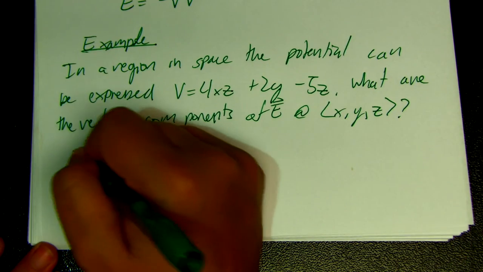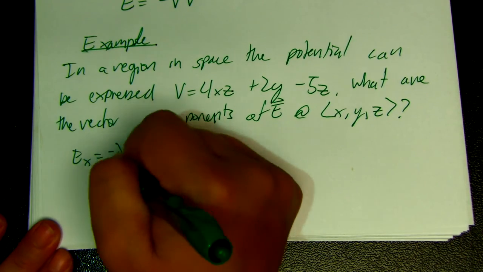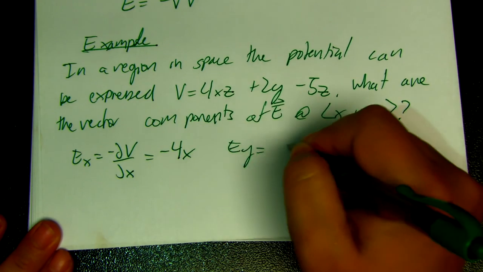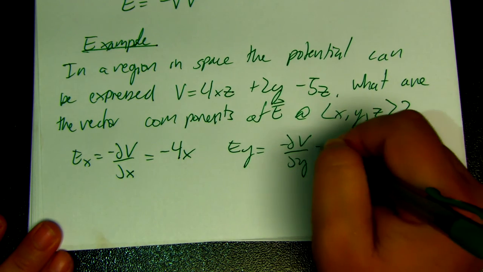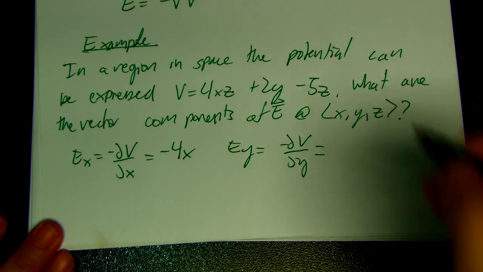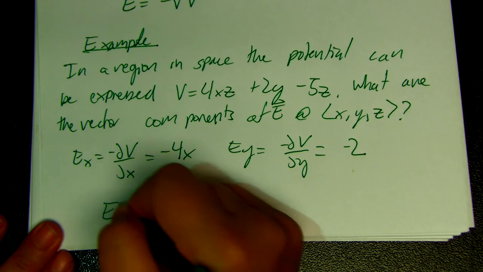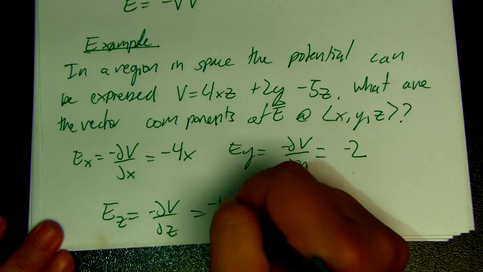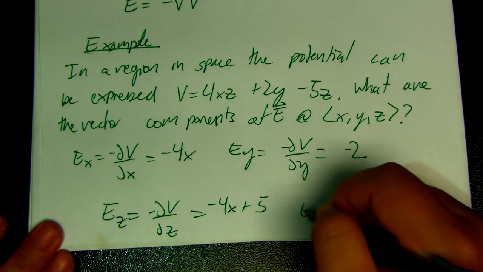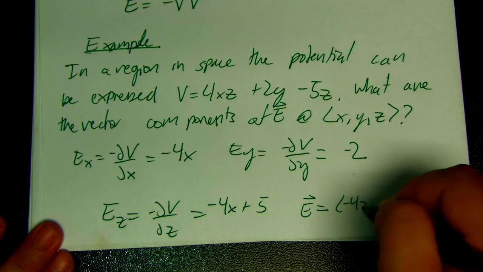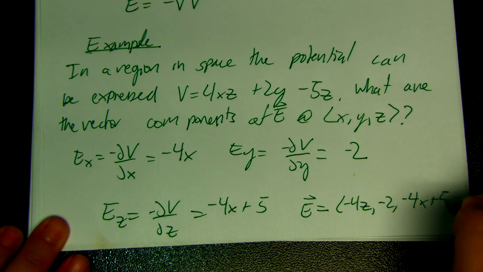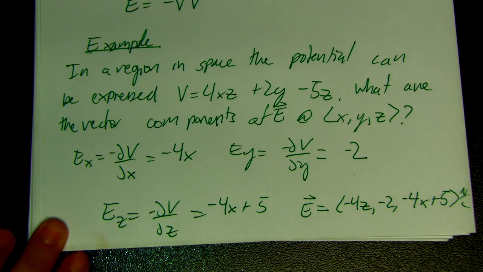All right, so E sub x is equal to minus del V del x, which is minus 4z. E sub y is equal to minus del V del y, which is equal to minus 2. And E sub z is equal to minus del V del z, which is minus 4x plus 5. And so our vector expression is minus 4z, minus 2, minus 4x plus 5. There you go. Pretty simple.